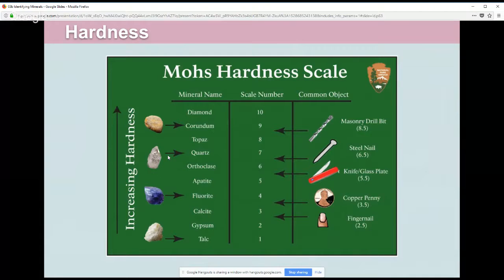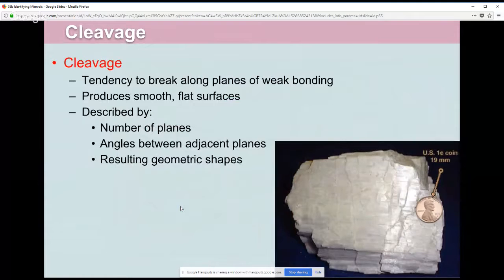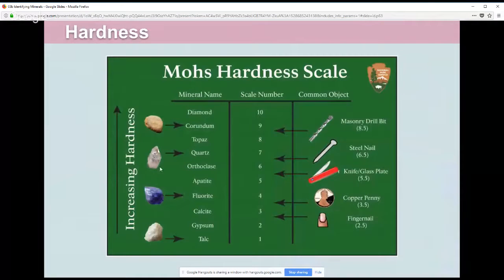Notice that quartz is higher on the hardness scale than glass, and it's higher than fingernail. So if you can scratch a mineral with your fingernail, you know that the mineral is softer than your fingernail, softer than 2.5. Keep in mind that fake fingernails are a little bit harder than real fingernails.